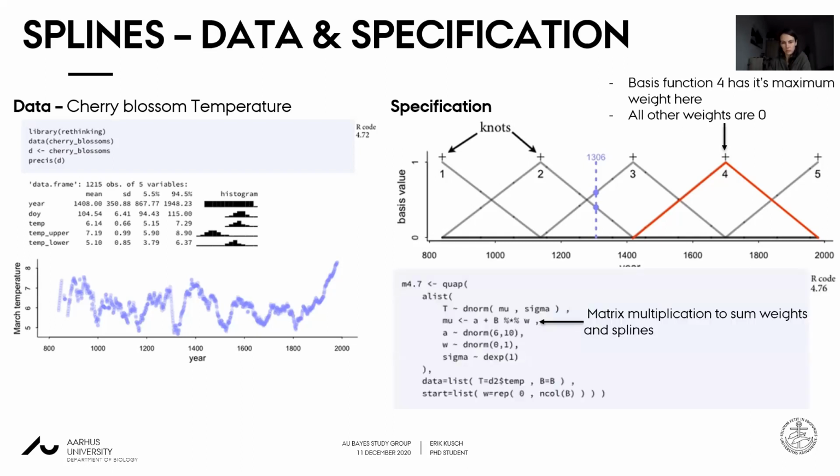The way to do this in R is with matrix multiplication. So this is done to sum the weights and splines together. And the chapter said if you're not familiar with matrix multiplication, you shouldn't worry about it, so I didn't. And that is basically what I've got in terms of summary for today. Those are my main takeaway points that I went with.